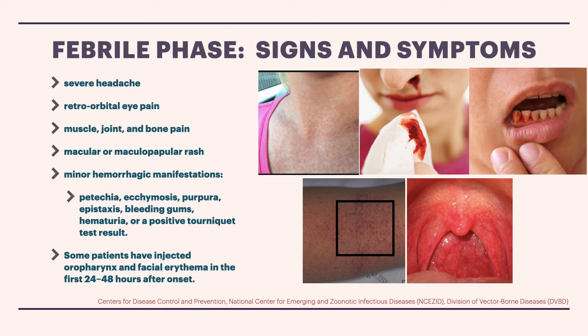Signs and symptoms of the febrile phase include a very severe headache, retroorbital eye pain, muscle, joint, and bone pain, presence of a macular or maculopapular rash, and minor hemorrhagic manifestations, which include petechiae, ecchymosis, purpura, epistaxis, bleeding gums, hematuria, or a positive tourniquet test. Some patients have injected oropharynx and facial erythema in the first 24 to 48 hours after onset.